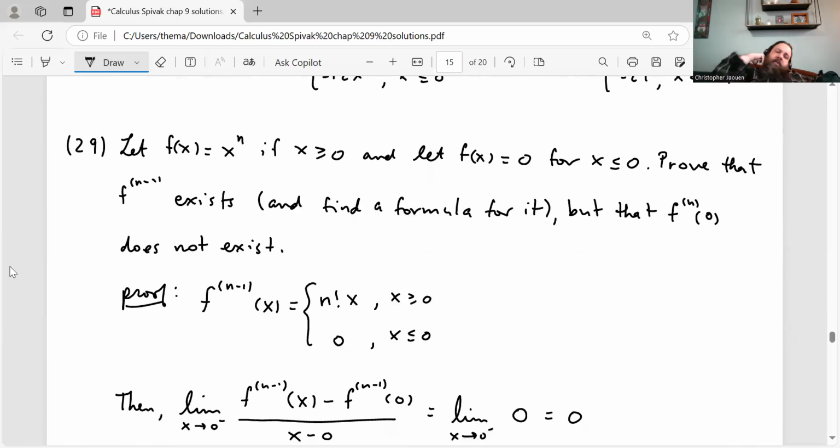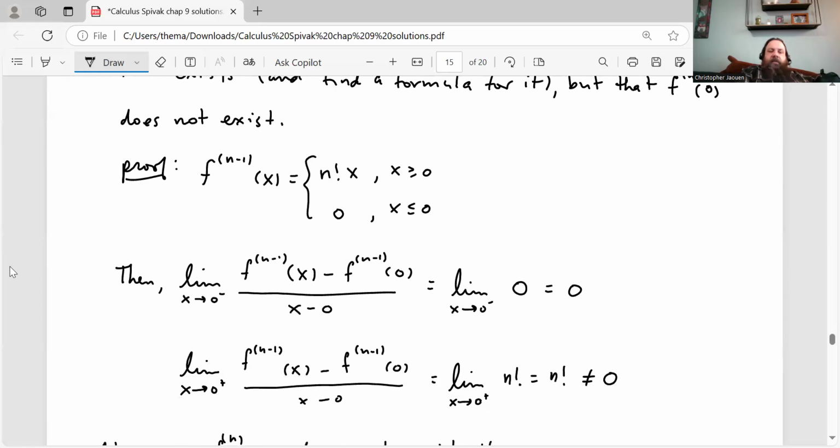Let f of x equal x to the n if x is greater than or equal to 0, and let f of x equal 0 for x less than or equal to 0. Prove that the n minus first derivative of f exists and find a formula for it, but that the nth derivative of f evaluated at 0 does not exist. And it's similar type of reasoning. So if you take the n minus first derivative of f at x, you get n factorial times x for x greater than or equal to 0, and you get 0 if x is less than or equal to 0.